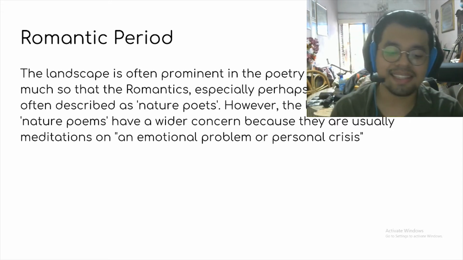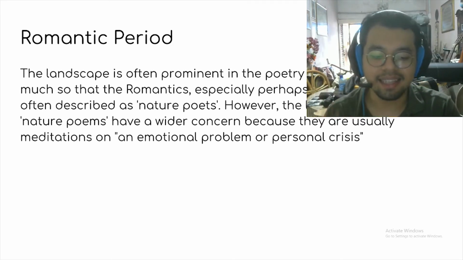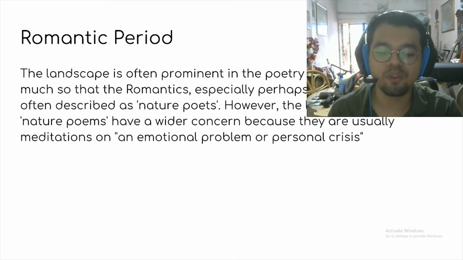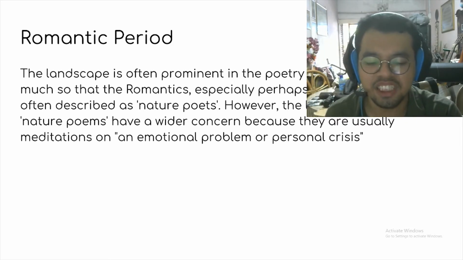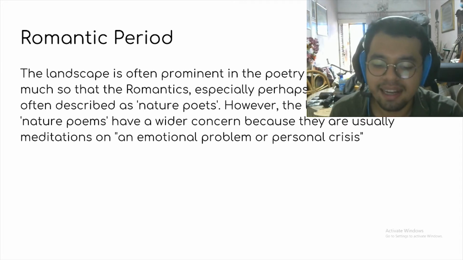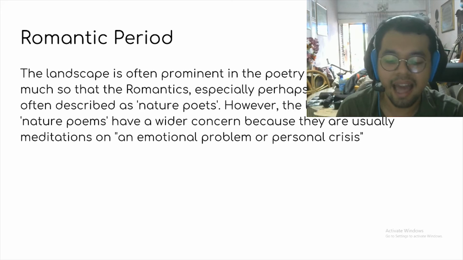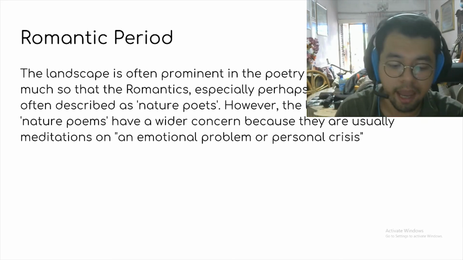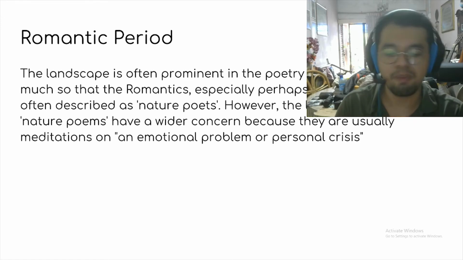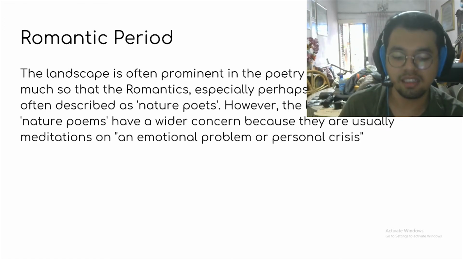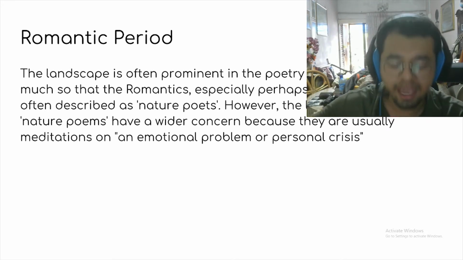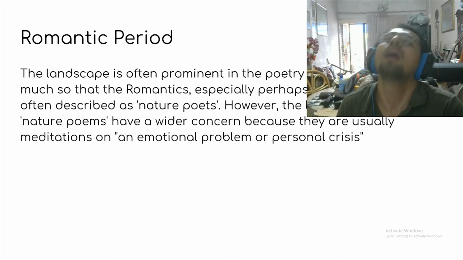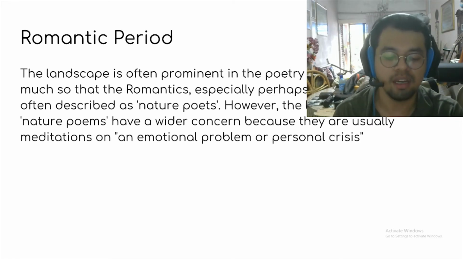I wandered lonely as a cloud that floats on high o'er vales and hills, when all at once I saw a crowd, a host of golden daffodils beside the lake, beneath the trees, fluttering and dancing in the breeze. Continuous as the stars that shine and twinkle on the Milky Way, they stretched in never-ending line along the margin of a bay. Ten thousand saw I at a glance, tossing their heads in sprightly dance. The waves beside them danced, but they outdid the sparkling waves in glee. A poet could not but be gay in such a jocund company. I gazed and gazed, but little thought what wealth the show to me had brought, for oft when on my couch I lie, in vacant or in pensive mood, they flash upon that inward eye which is the bliss of solitude.